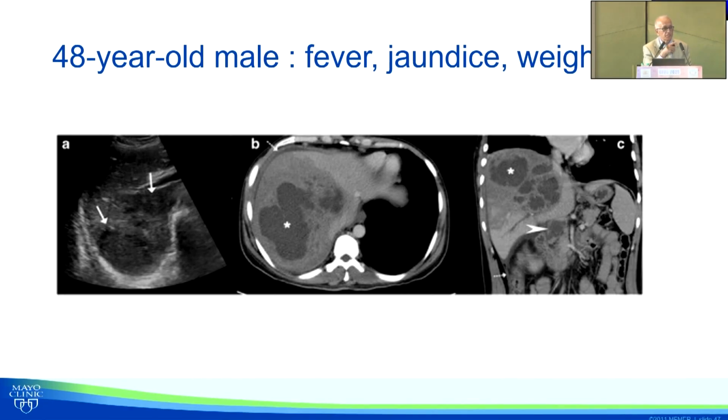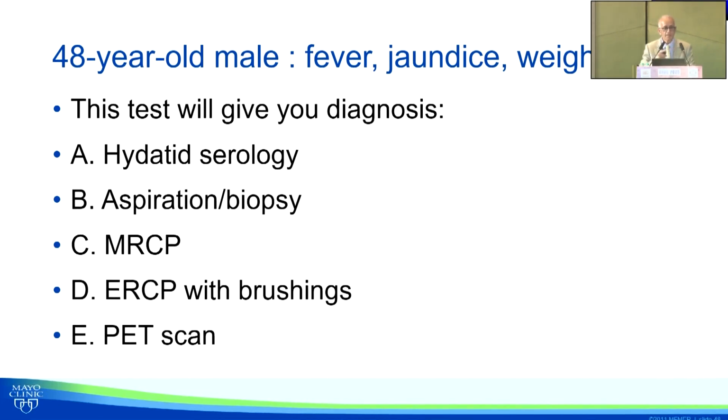Here's another patient. This is a 48-year-old male. Arun, I think it's your turn. Fever, jaundice, and weight loss. Okay? So for the audience, which test will give you the diagnosis? Hydatid serology, 1; aspiration and biopsy, 2; or 3, MRCP; some more, ERCP; PET scan.